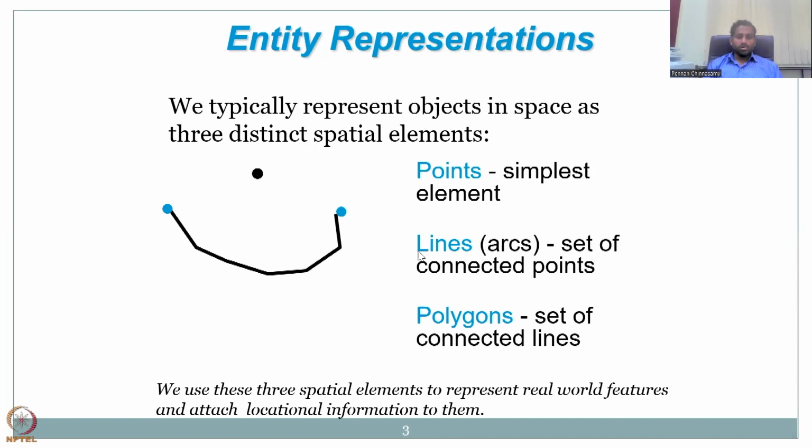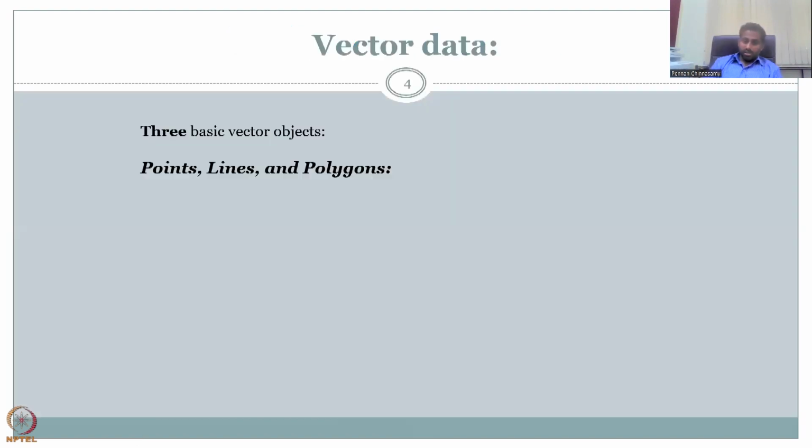Then we move on to the next, which is the polygon, which is a set of connected lines, and each line has its own points, as discussed earlier. So we use these 3 spatial elements to represent real world features or objects. And these objects have location information, which are stored as XY coordinates, XY pairs, and they are stored separately in the files.